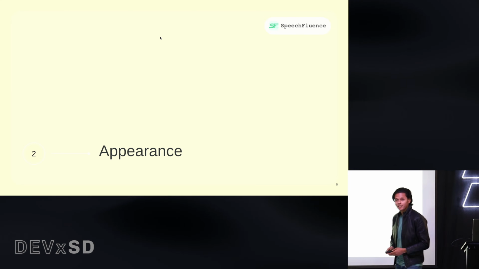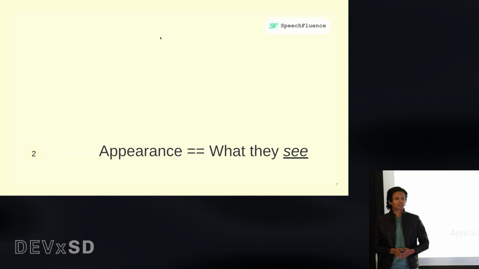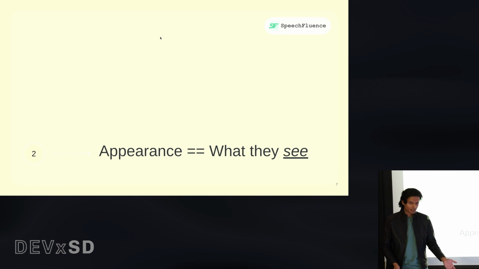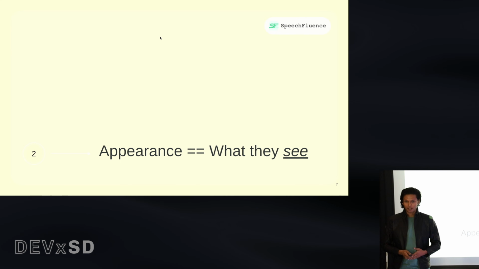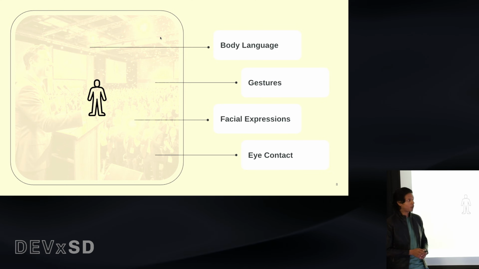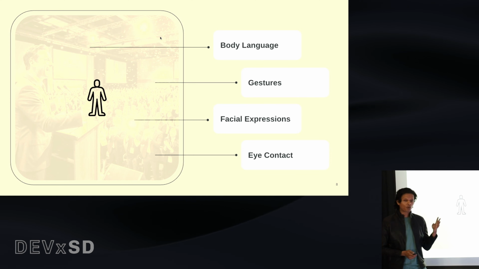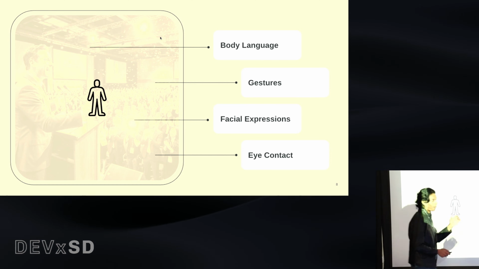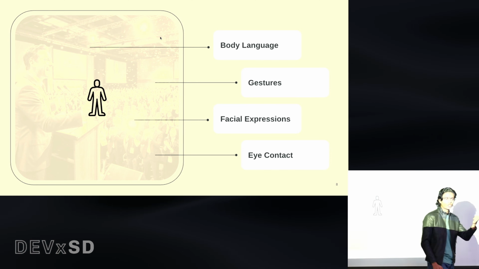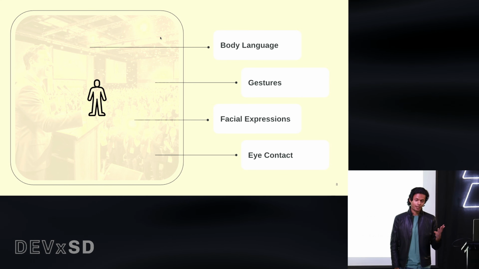Level 2, that's appearance. It's what they see when you take the stage. And the stage can be this, a stage can be a one-on-one, a stage can be a Zoom call, a stage can be anything when you are the spotlight. This level also has 4 levels underneath it. Do you guys see a pattern? 4 levels of appearance: body language, gestures, facial expressions, and eye contact.